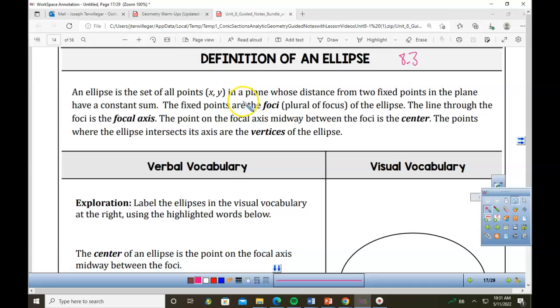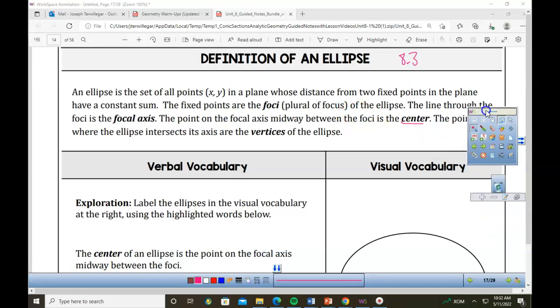An ellipse is all points x, y in the plane whose distances from two fixed points in the plane have a constant sum. The fixed points are the foci of the ellipse, and the line through them is the focal axis. The foci are equidistant from the center, and the points where the ellipse intersects the focal axis are the vertices of the ellipse.